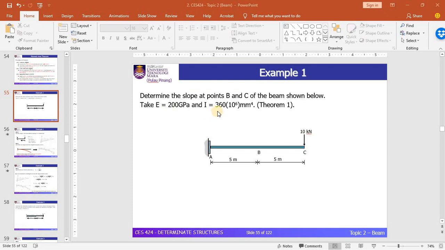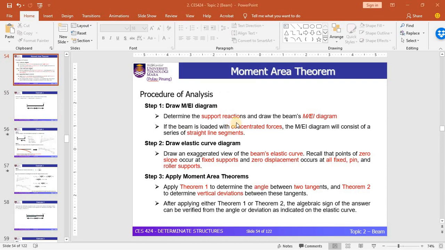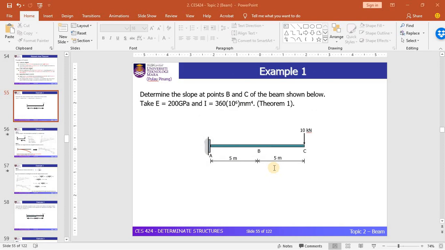We have seen that the procedure of analysis for this method involves three steps. The first step is to draw the M/EI diagram, followed by the second step, to draw the elastic curve diagram, or the deformation shape of the beam. The third step is to apply the moment area theorems, either theorem 1 or theorem 2. Sometimes we need to use both theorems. We will look into this in example 3 or 4, if I'm not mistaken. So let's focus on example 1.